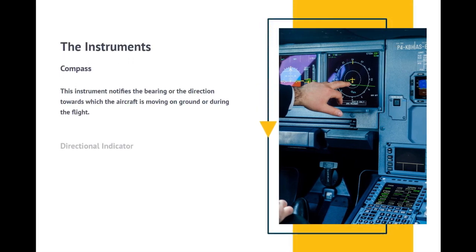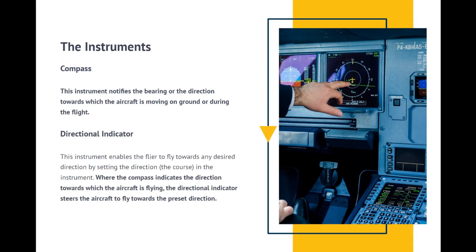Compass. This instrument notifies the bearing, or the direction towards which the aircraft is moving on ground or during the flight. Directional indicator. This instrument enables the flyer to fly towards any desired direction by setting the direction, the course, in the instrument. Where the compass indicates the direction towards which the aircraft is flying, the directional indicator steers the aircraft to fly towards the preset direction.